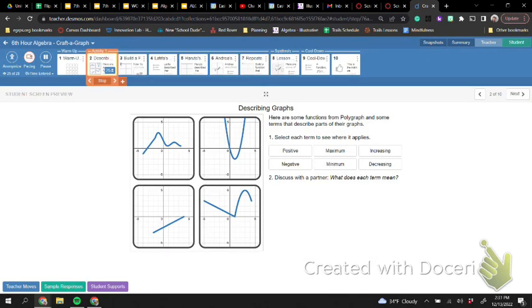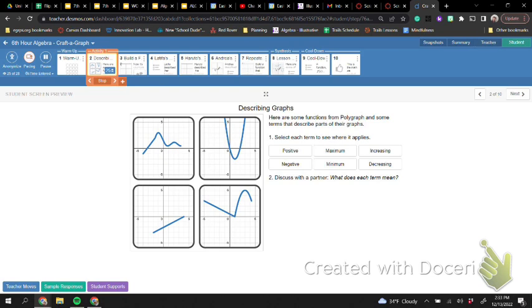So here's what you're going to do on this slide. When you click the meaning, it highlights the portion of the graph it is talking about. So you and your partner are going to click through the terminology, and you're going to come up with a definition for that term based on what you see in the graph. I think this should only take 2 or 3 minutes.